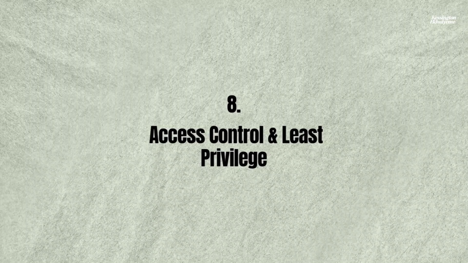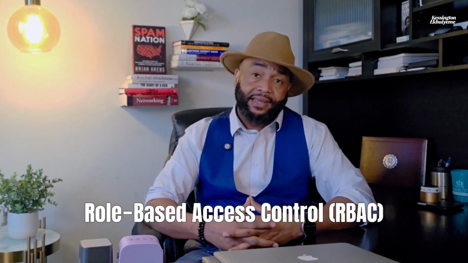The 8th control is access control and least privilege. This is when you ensure employees only have access to the data and systems that they need to do their jobs. You want to do the implementation by removing any admin rights from everyday accounts. You also want to use role-based access control, RBAC. You want to review permissions at least every quarter. You also want to disable accounts immediately when employees leave your employ.